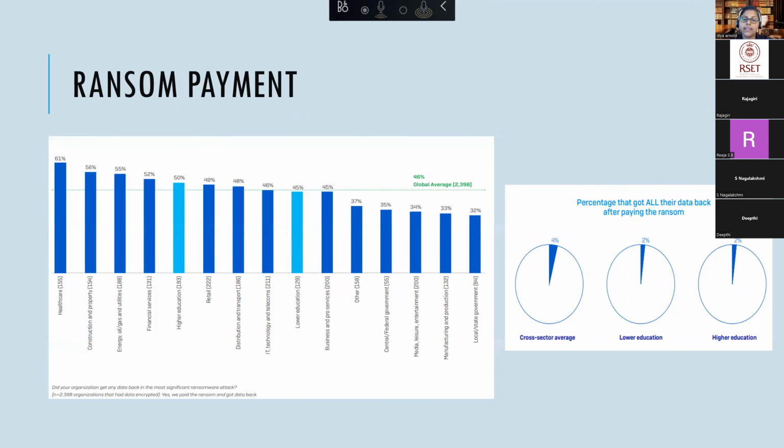Now, this statistics shows what percentage of the education sector got their data back after paying the ransom. Unfortunately, only 2% of higher education and lower education got the data back even after paying the ransom. Our data is our wealth, right? What happens if we have a ransomware attack and all the data is lost, even after paying the ransom? It's very devastating, and it's a very sad thing.